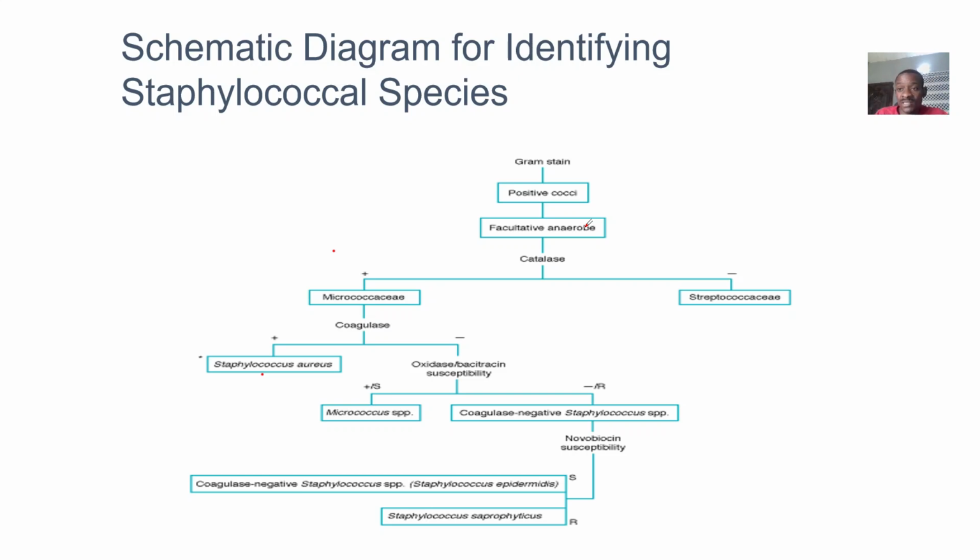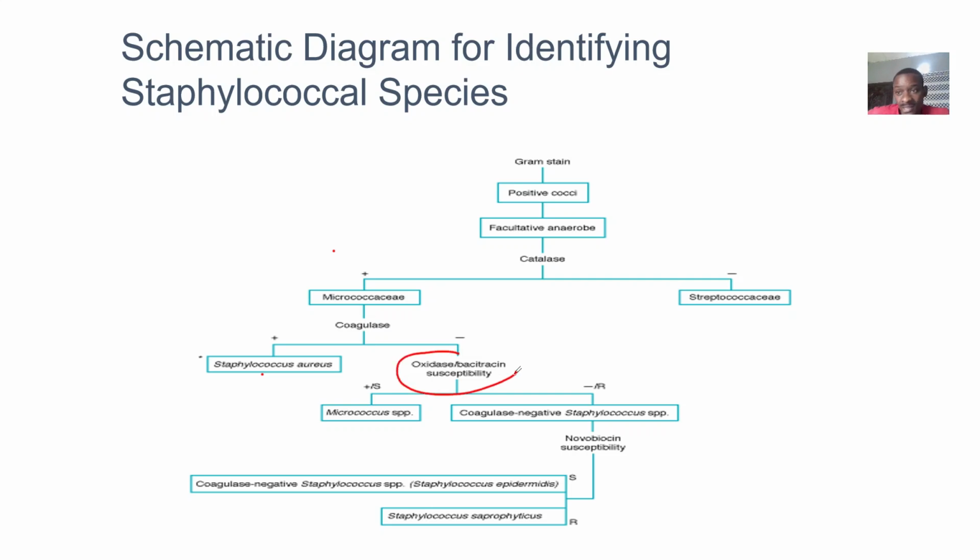So under the type of bacteria that produce catalase, you have the micrococci, you have the streptococci, right? So coming under the micrococci, they are the ones that produce coagulase. For the test for production of coagulase, there are the ones that produce coagulase and the ones that don't produce coagulase. For the ones that produce coagulase, you have Staphylococcus aureus there.